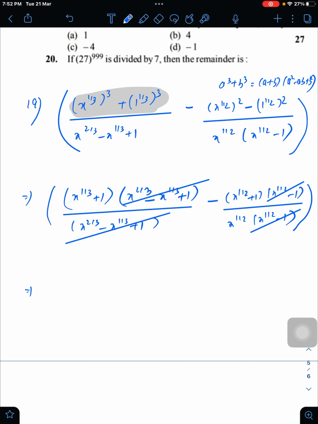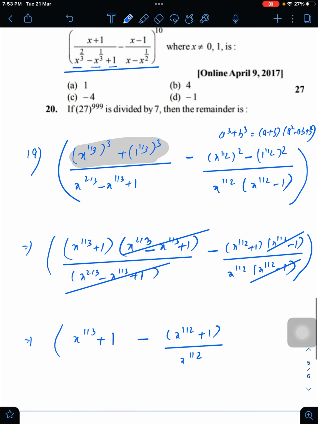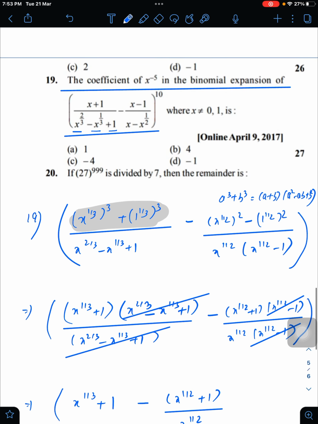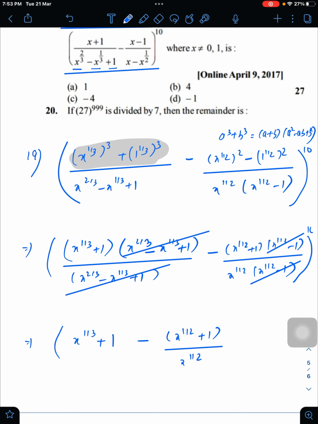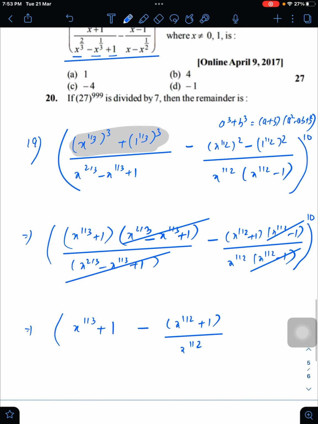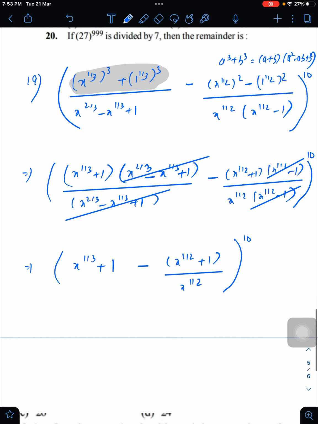Now just have a look. What is the remaining data with us? We have x to the power 1 by 3 plus 1 minus x to the power 1 by 2 plus 1 divided by what? X to the power 1 by 2. Am I missing something? Yes. The power 10 is missing here. That's why I thought, what am I missing. Okay, beta, so I have written the data.